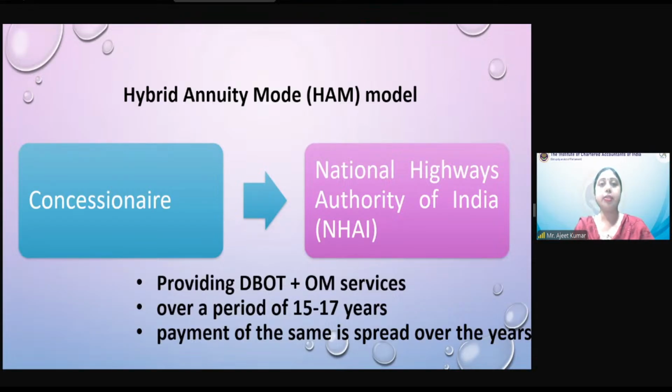But after that, its responsibility does not get over. It also owns the responsibility of operating and maintaining that particular road for NHAI. This is how the contract is entered into, and this type of contract is called hybrid annuity mode. One private contractor, called the concessionaire, provides these services to NHAI, and the contract is spread over a period of 15 to 17 years because construction takes a lot of time.